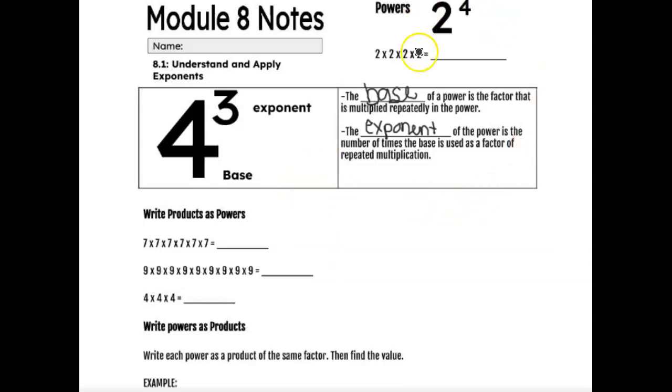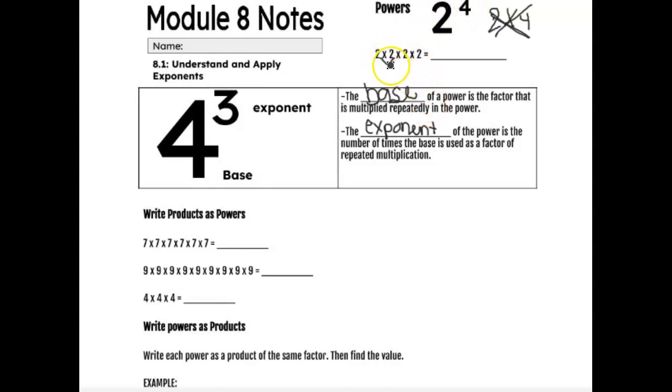And what that means is, I'm going to look right up here above that. The base is 2. The 4 tells me how many times I'm going to write that 2. So this is not 2 times 4. This is 2 times 2 times 2 times 2. Again, this little tiny number right there, that exponent, is a 4. It tells me how many times I'm going to multiply that 2.